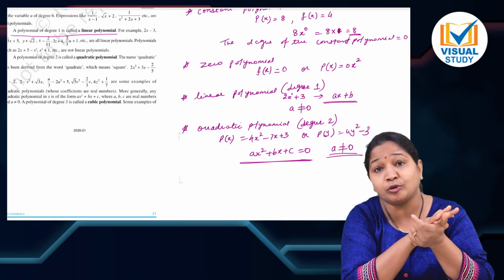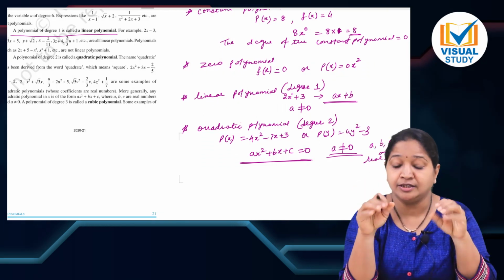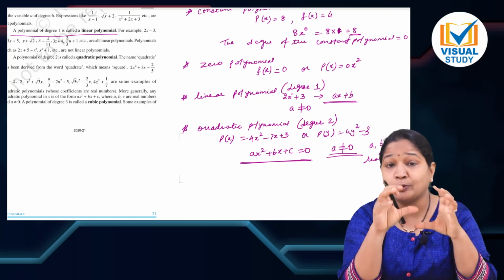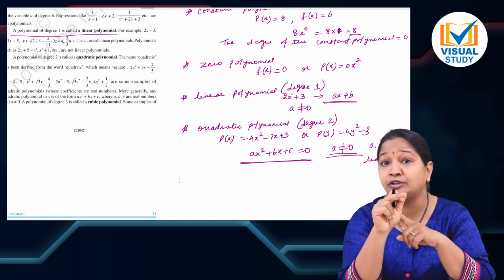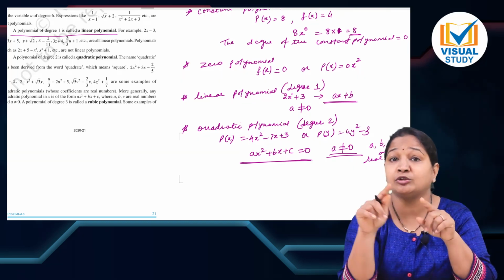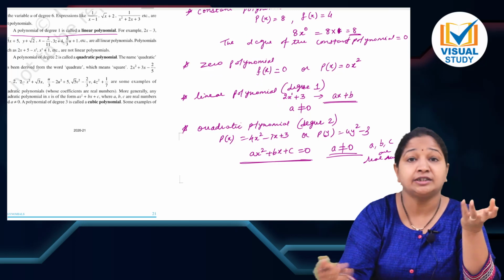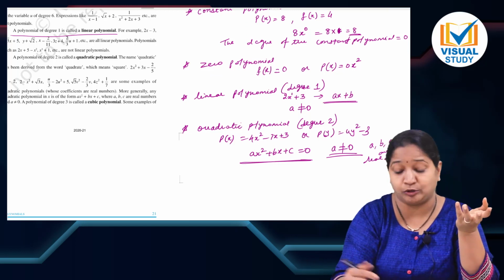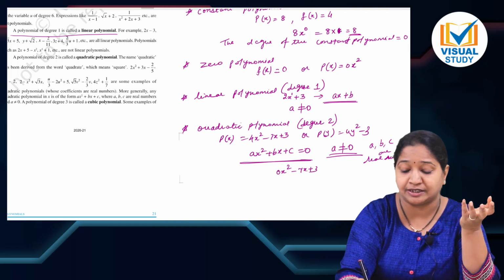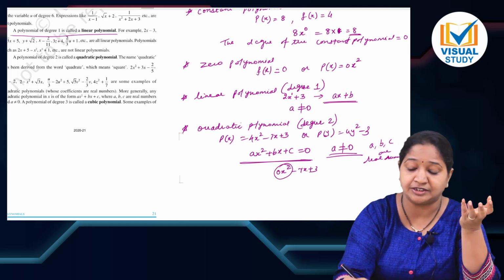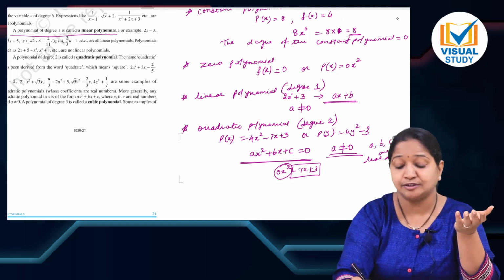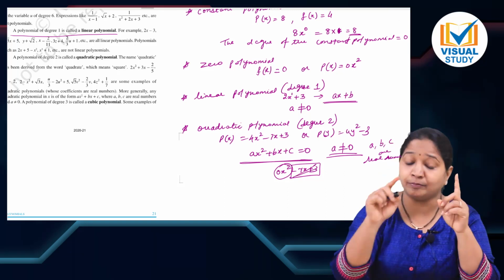So what is a quadratic polynomial? The polynomial with degree 2 and the first coefficient, that is a, should not be equal to 0. That means the coefficient of x squared should not be equal to 0, because if it is 0, then it is not a quadratic polynomial. See here, suppose I take 0x square minus 7x plus 3. The first term itself is 0. Then what is remaining? That is minus 7x plus 3. So this is not a quadratic polynomial.